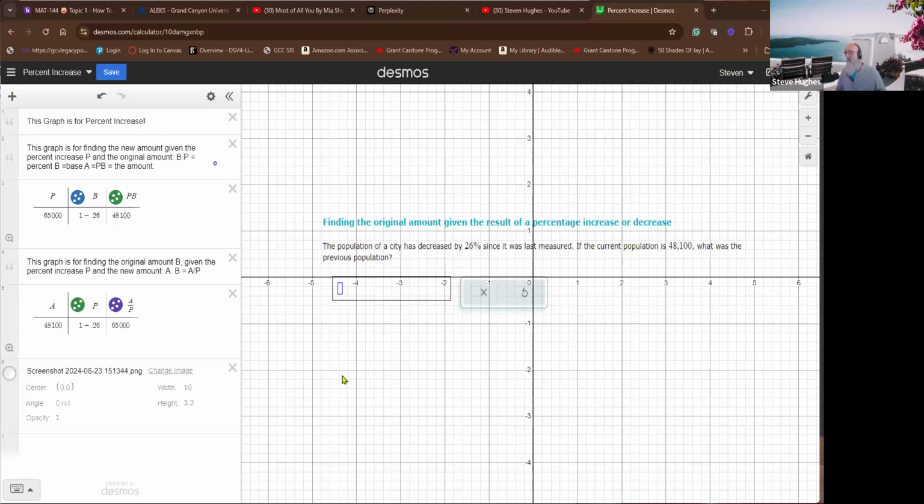So if we think about the equation A equals PB, I'll write it out here for us. The amount A equals the percent times the base. The base is the original amount, P is the percent increase or decrease, and A is the new amount. If I know that the new amount is 48,100, and that this is a percent decrease, that means I need to take 1 minus 0.26 times B.